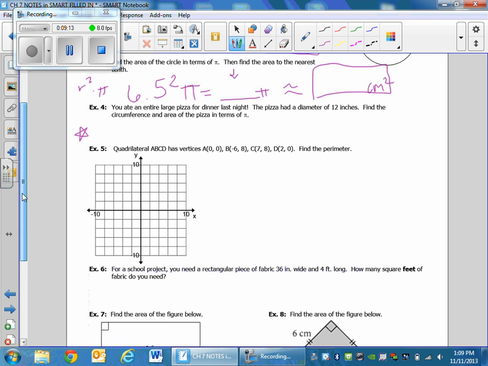All right, let's look at 5. You have a quadrilateral with these vertices: 0, 0; 2, 4; 6, negative 6; positive 8. And then C is 7, 6, 7, and then up 8. And then 2, 0, over 2, up 0. Okay, so we have this new shape, and yours should look something like mine. I'm going to try to connect my dots.